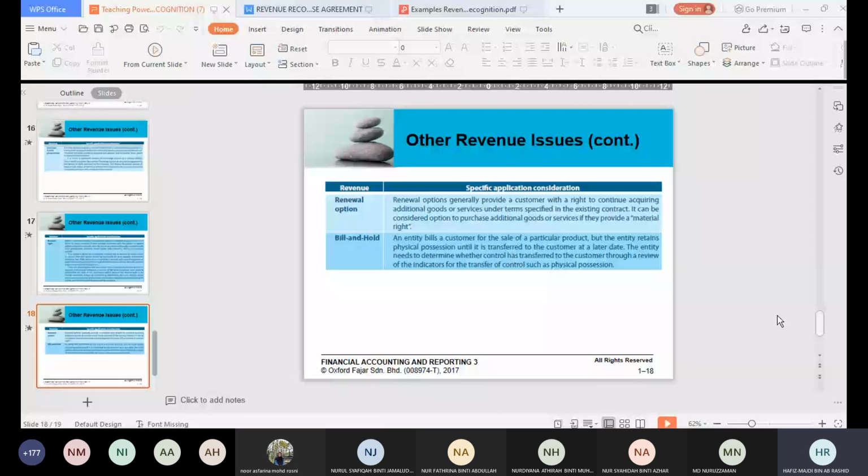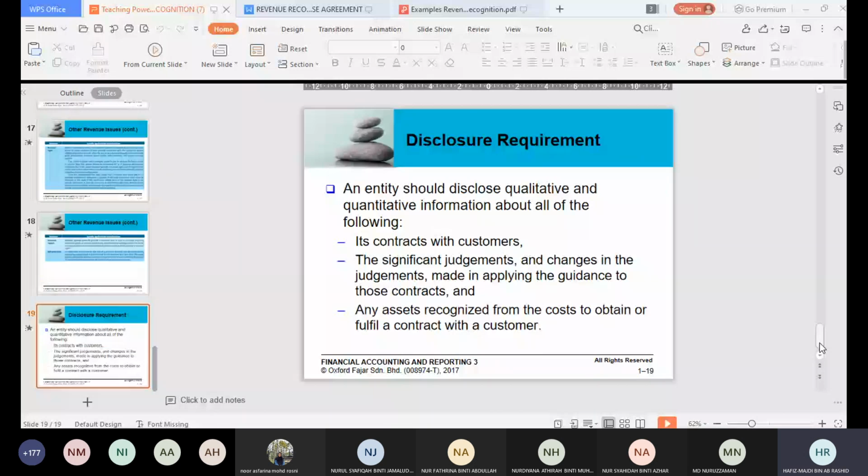So I think that is all for today, because I plan to discuss material right by itself on Monday, and I will give you a much more detailed example related to material rights. So I think that is all the slide.